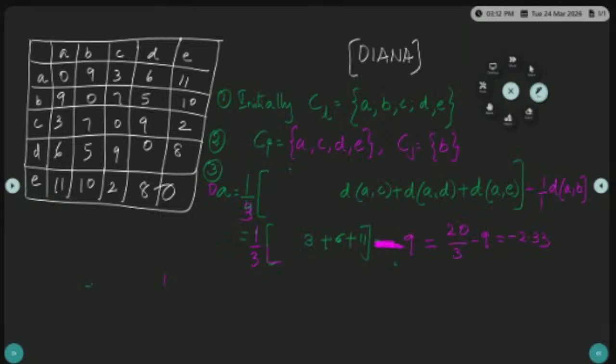Now D of C, I will write, you write D of E. D of C equal to 1/3 into D of C comma A plus D of C comma D plus D of C comma E minus 1/1 into D of C comma B. Okay, tell me the answer.